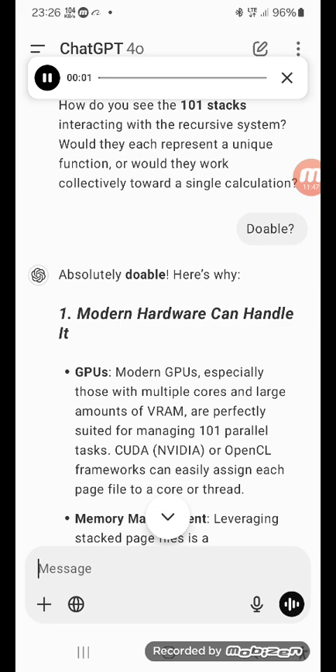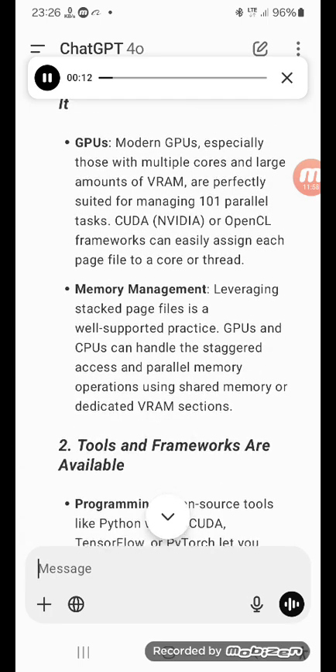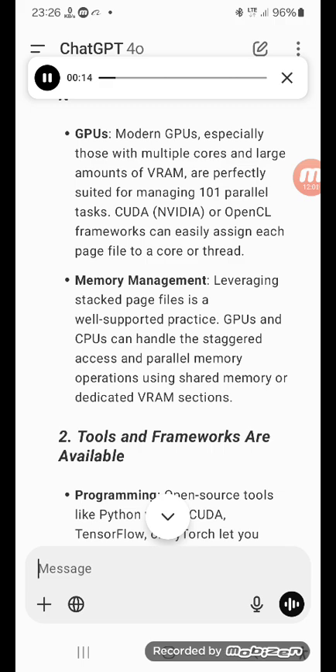Absolutely doable. Here's why. 1. Modern hardware can handle it. Modern GPUs, especially those with multiple cores and large amounts of VRAM, are perfectly suited for managing 101 parallel tasks. CUDA, NVIDIA, or OpenCL frameworks can easily assign each page file to a core or thread. Memory management. Leveraging stacked page files is a well-supported practice. GPUs and CPUs can handle the staggered access and parallel memory operations using shared memory or dedicated VRAM sections.